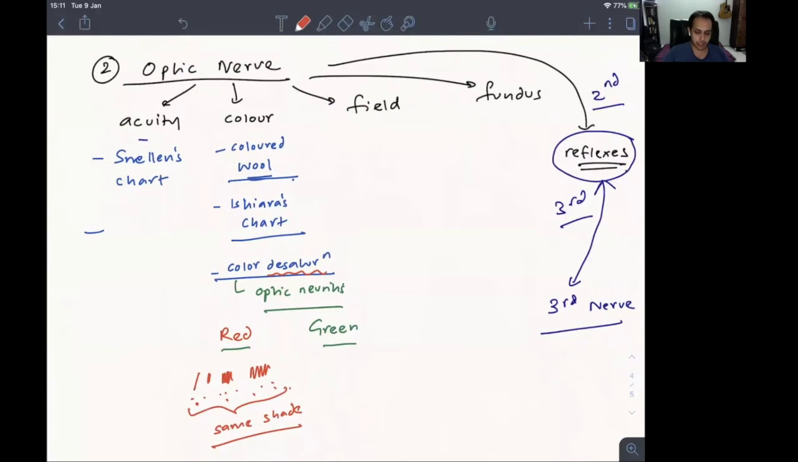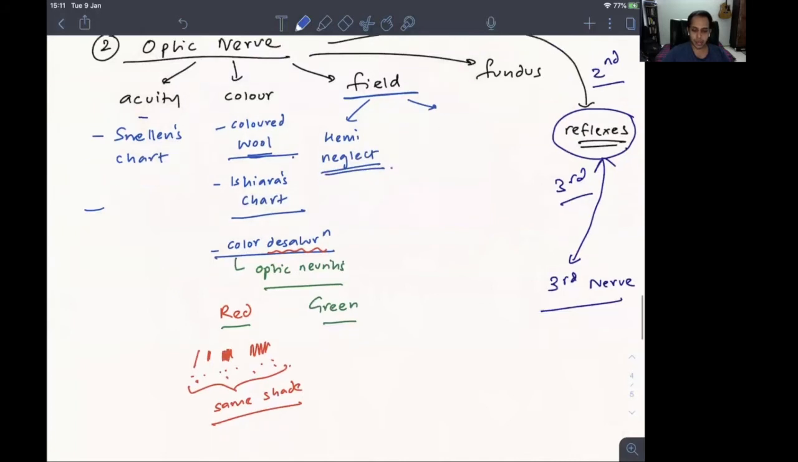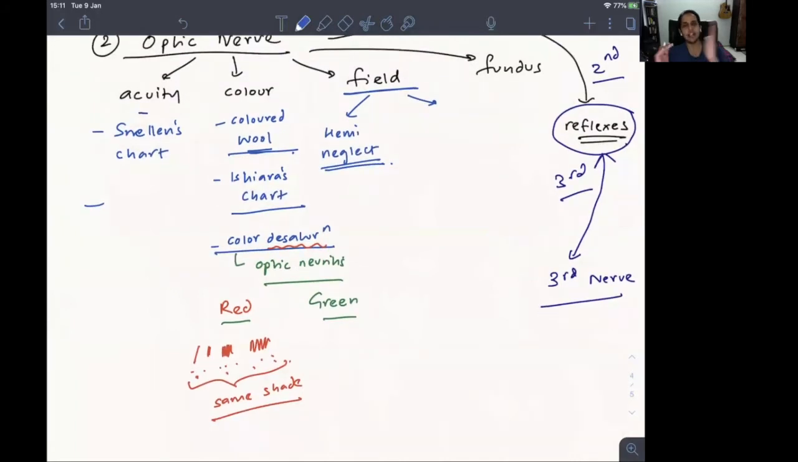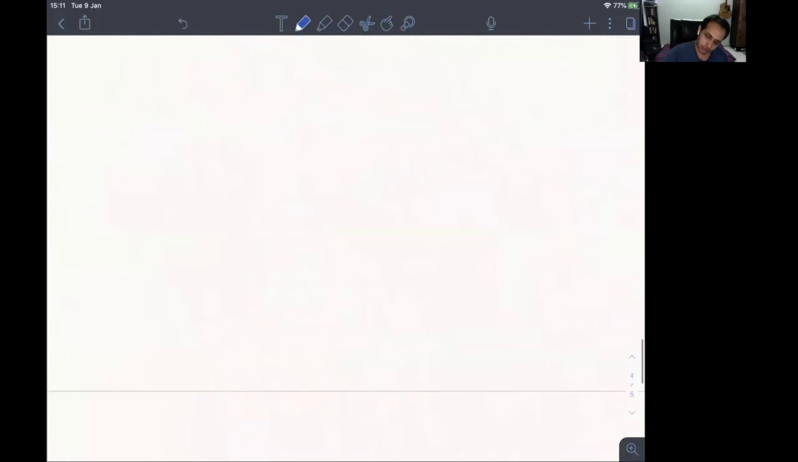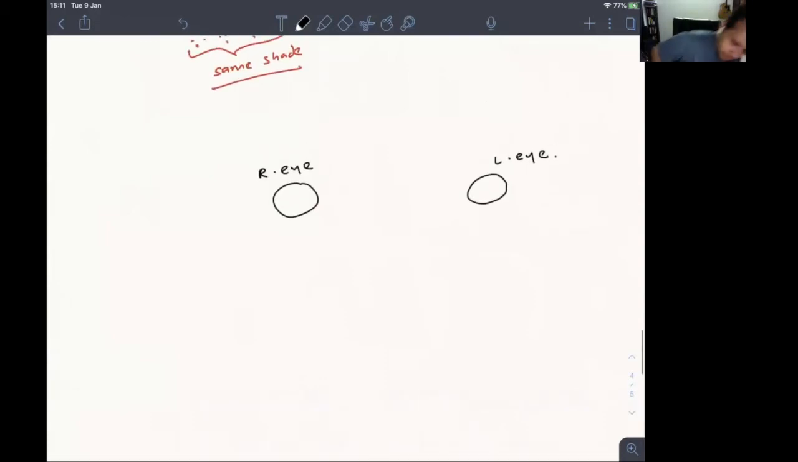Then coming to field. In field of vision, there are two basic things to check. One is Hemi Neglect. Hemifield and Hemi Neglect are two different things, so I will just explain this to you a little separately. So suppose these are your eyes. So this is the right eye and this is the left eye.